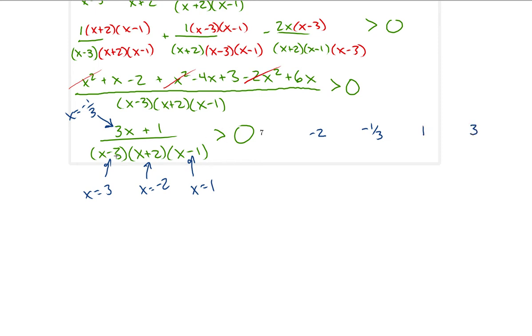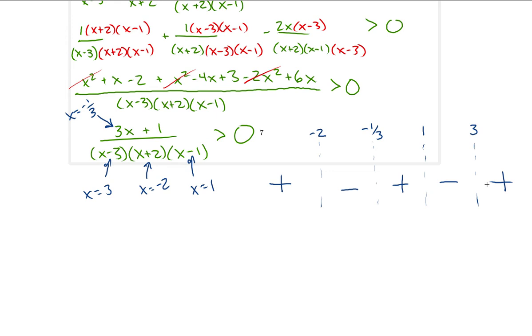Now, in this one, we would definitely use dashed for 3, for 1, for negative 2. But because the inequality itself is also a strict inequality, I'm also going to use a dash for negative 1/3, even though it's in the numerator. And again, we've done this many times, so we're just plugging in a number that falls in each interval. I'm not going to go through all the steps here, but this is what you should come out with.